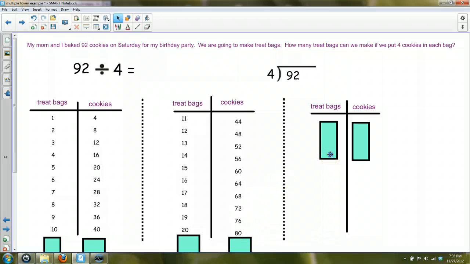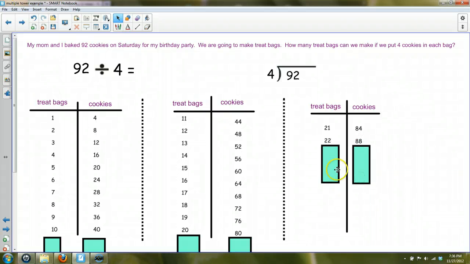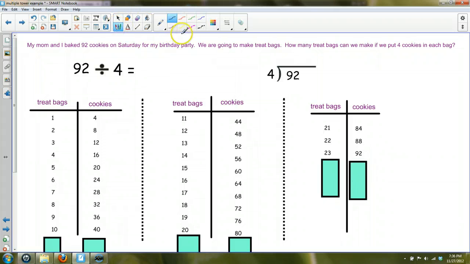So now let's go on to 21. 21 treat bags, 84 cookies. Getting close. 22 treat bags, 88. 23 treat bags, 92 cookies. So that tells me that it's going to take 23 treat bags to put 92 cookies inside treat bags if I put 4 in each. So that means my answer is 23.